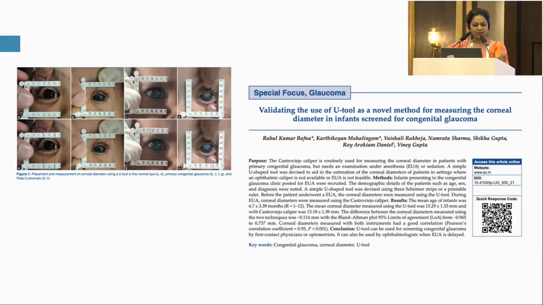Using Schirmer's strips, a threefold is created, a U type of tool is created, and the eye of the child is opened forcefully by an attendant, and then a photograph is taken, and then corneal diameter is discerned. For example, in this collage, the first one is a normal child, and the other three have enlarged cornea, as can be depicted on the calipers.